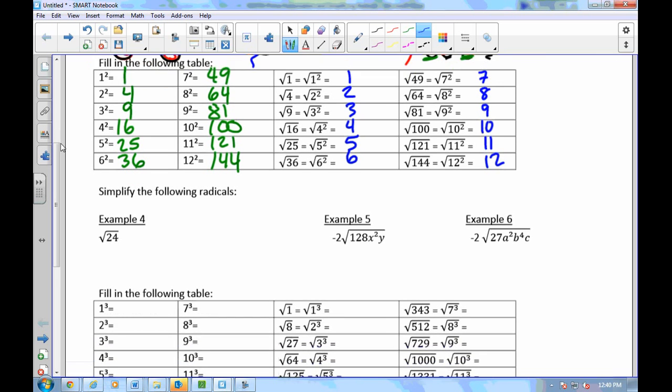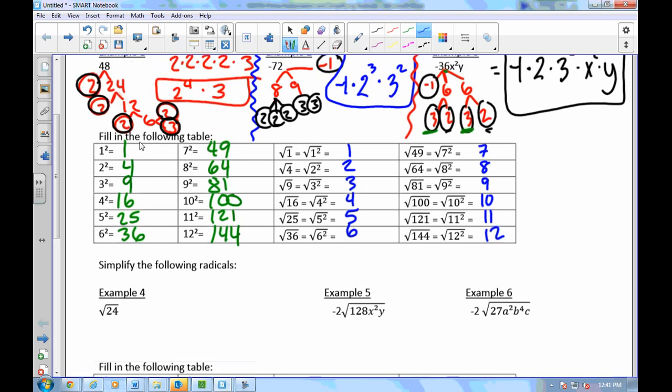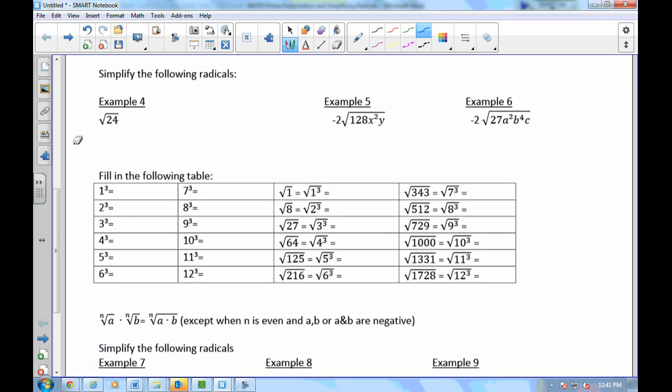Okay, simplifying radicals. We've talked about radicals. We start with prime factorization like we have above, and then based off the index, we look for pairs or triples or quadruples, depending on what the index is, to pull out. So for example, I need two numbers to break down 24, so we can get the primes to see what pulls out.